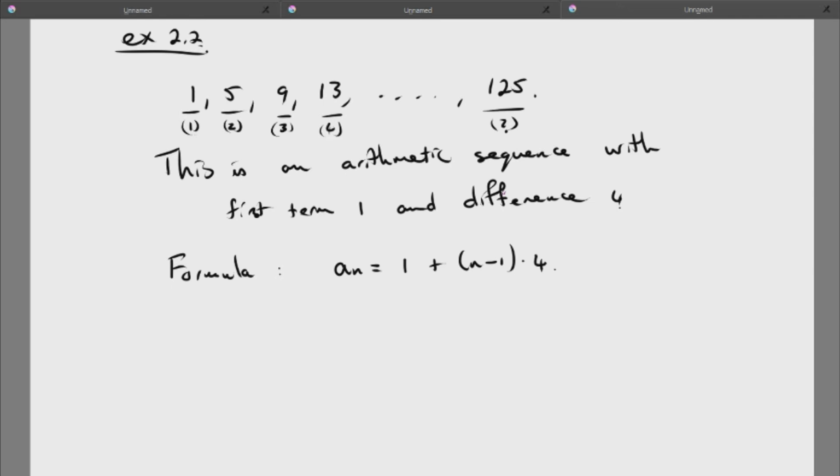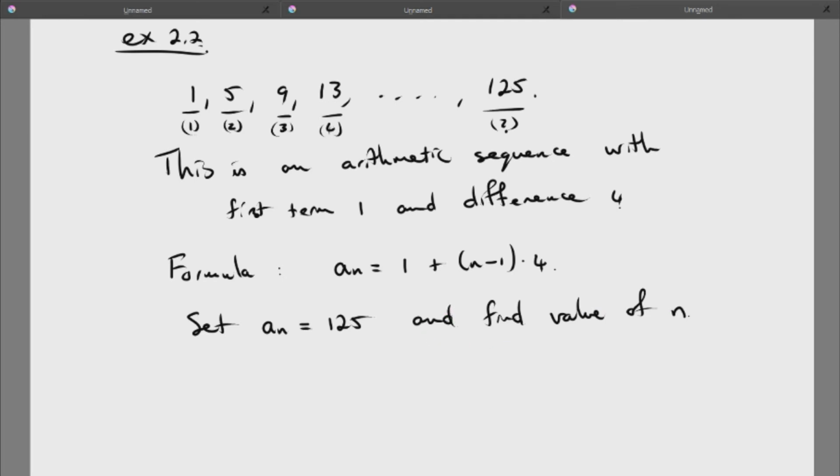Is everyone happy with that? That's the benefit of positions. They're counting it for me. And the position features in my formula. So that means all I need to do is set the general term name to 125 and find the corresponding value of n.